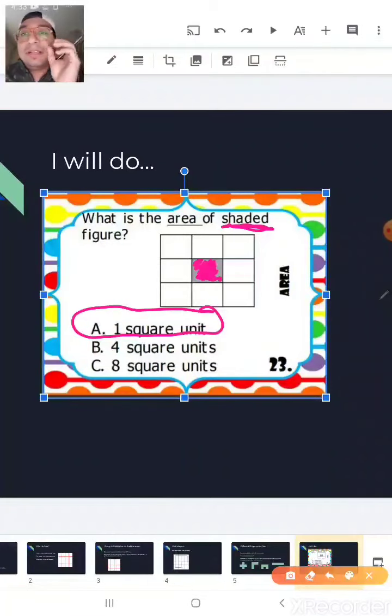We have to make sure we identify what the question is asking us, and we have to read it carefully, and then we have to read it more than once, and we focus on what they're actually asking us here. So I shaded in 1, and that's all it is. My answer, 1 square unit. Remember, square unit because they're little squares, and that's what you call it. Okay, so let's go to the next slide.